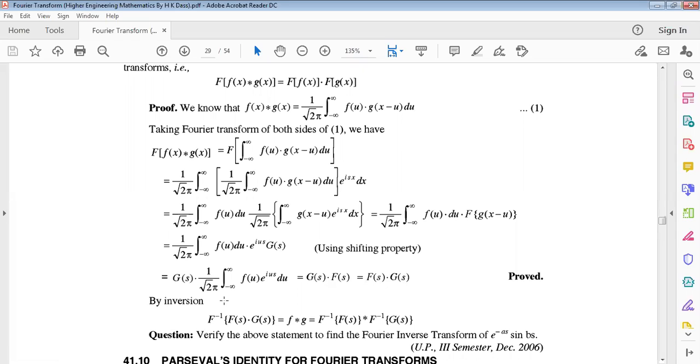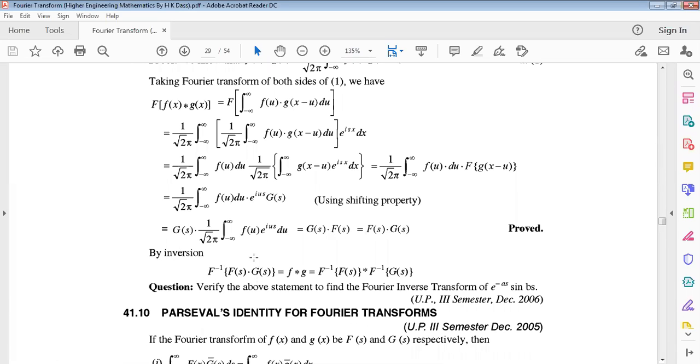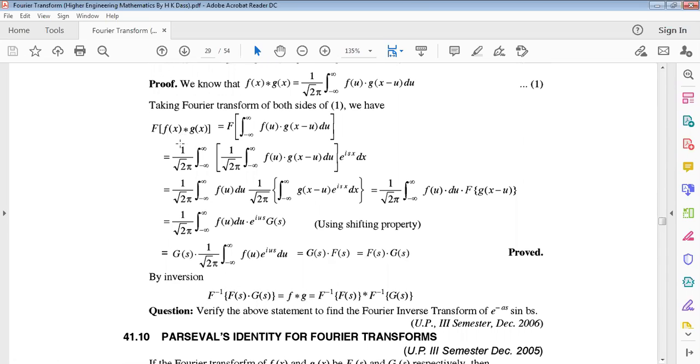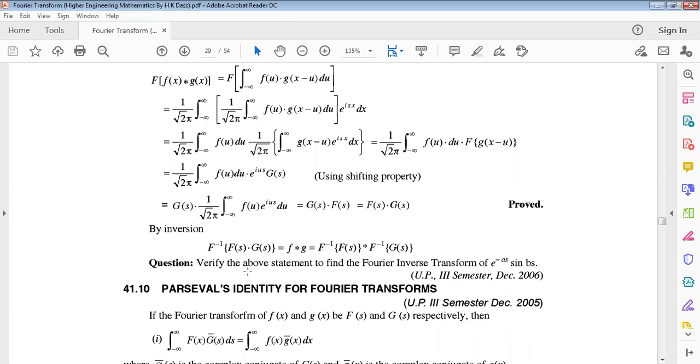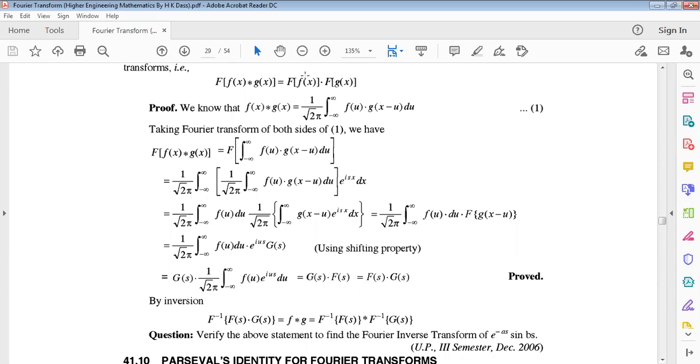By inversion, we can take the inverse Fourier transform, which equals this one, f dot z, just f dot z. This will be the inverse one. F comes here, taking the inverse on both sides. Then the inverse F of this will be f dot z, and the inverse of F(s) dot Z(s) is just taking the product function. This is the proof of the convolution theorem of the Fourier transform.